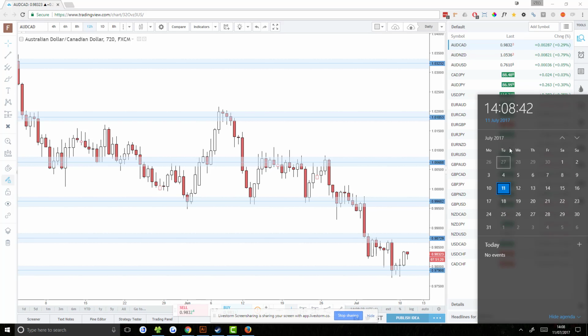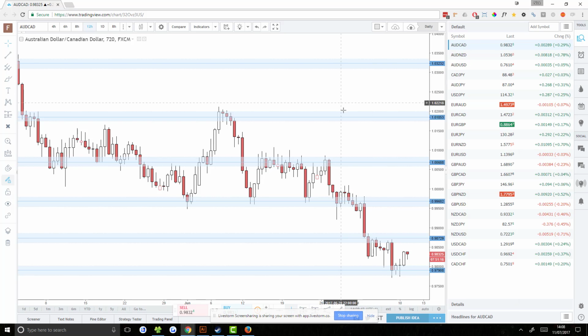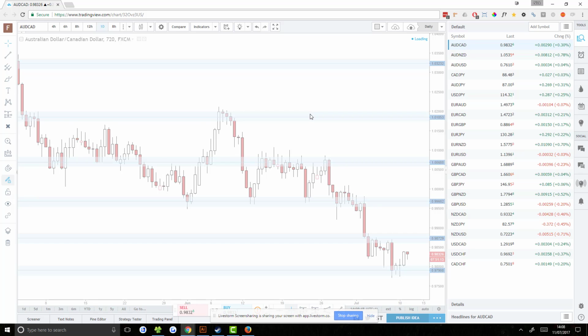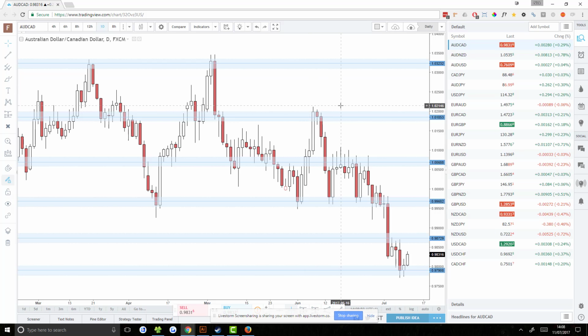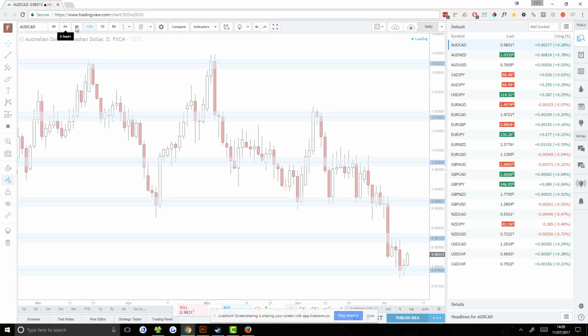Today is Tuesday, the 11th of July, 2017. Time is 14:08 here in the UK. You're looking at an AUD CAD daily chart. In today's analysis, we're going to be doing what we do in every analysis, looking for setups. So let's get started. What's going on with AUD CAD right now?